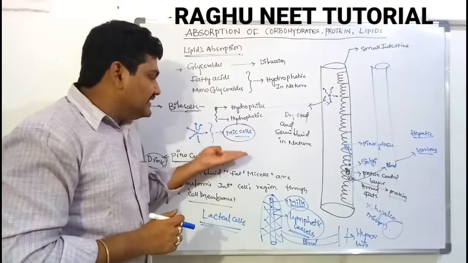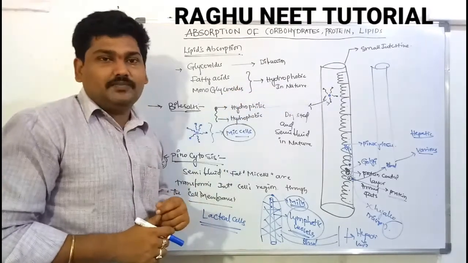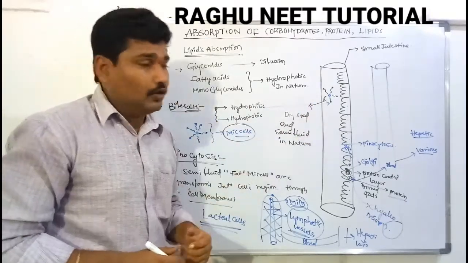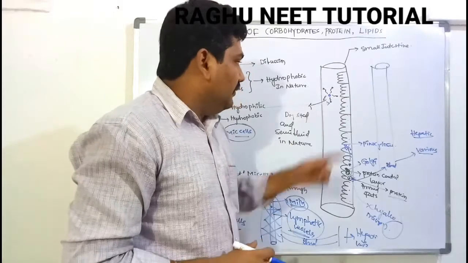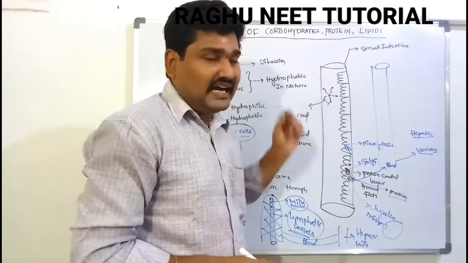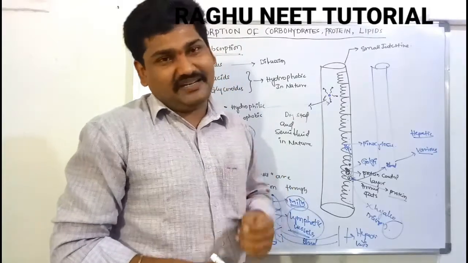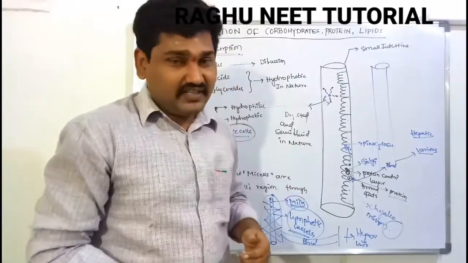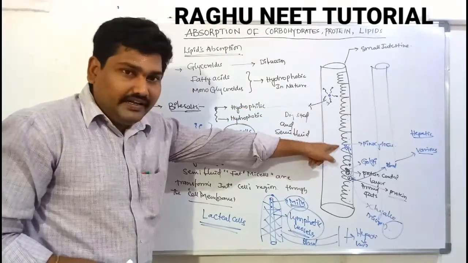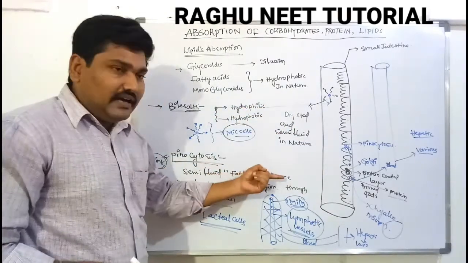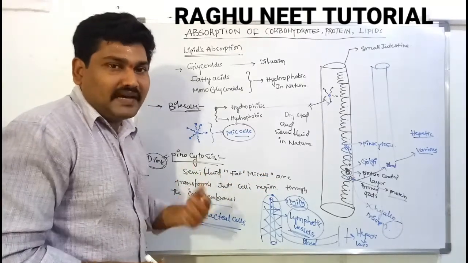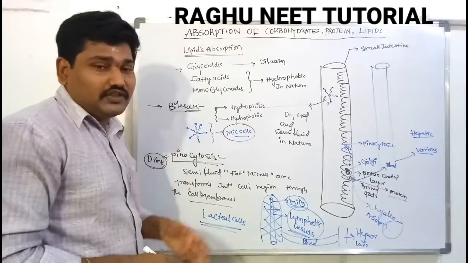These micelles enter the small intestine region, reaching the microvilli region. Before entering the microvilli, these micelles form a semi-fluid-like substance. The semi-fluid fats or micelles are then transported into the cell region through the plasma membrane. This process is called pinocytosis.